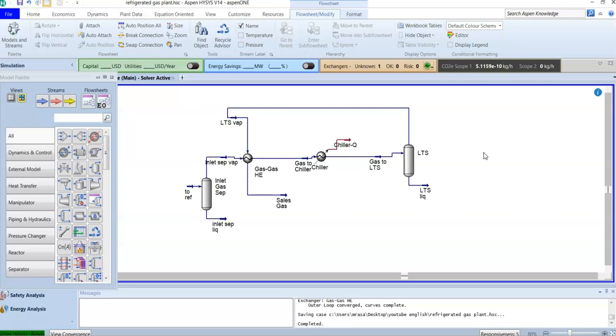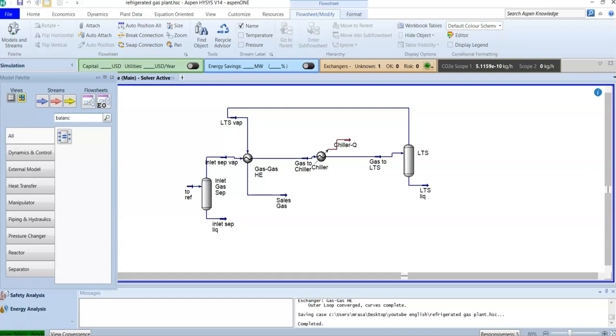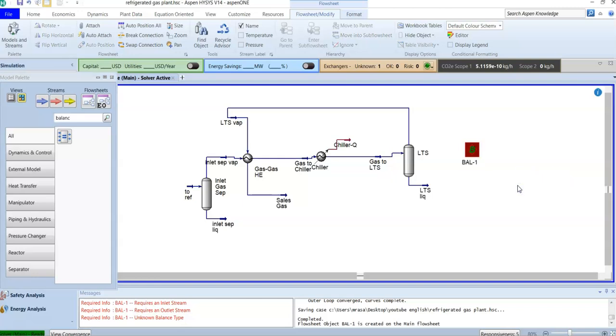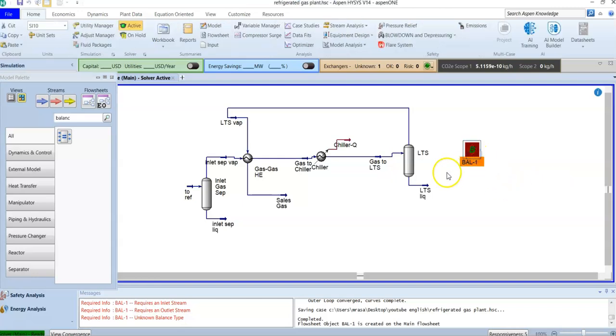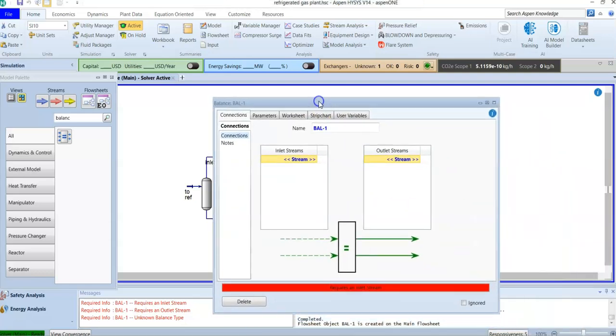There are several different balance operations. Here, if I look for the balance over here, this one is the balance. I'm going to add it here, and I'm going to talk to you more about why I'm adding it. If I double click to open this balance, we have different balances. I can balance the component mole flow, or the mass flow, or the heat flow, or mole and heat flow, or mass and heat flow, which means I can balance, like equaling the molar flow between two streams. I want this mass stream.